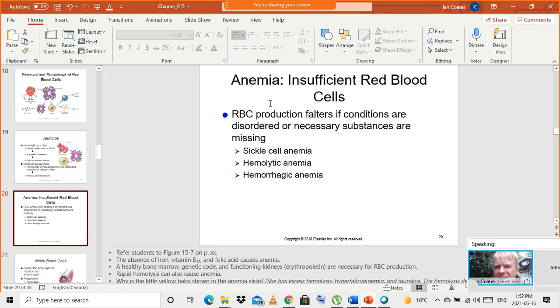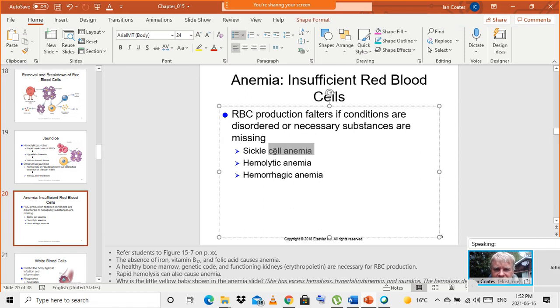But anemia is when there's insufficient red blood cells. RBC production falters if conditions are disordered or necessary. You've got sickle cell anemia, hemolytic anemia, and hemorrhagic anemia. Have a look at those ones there, okay?